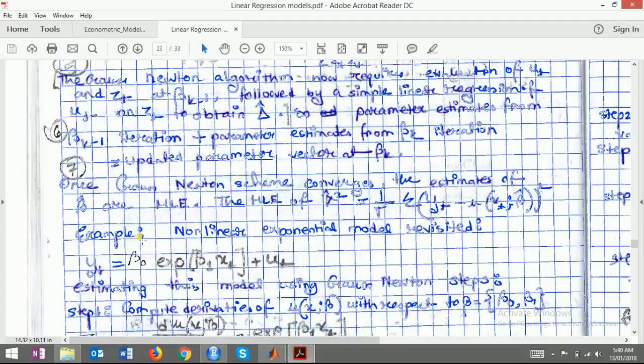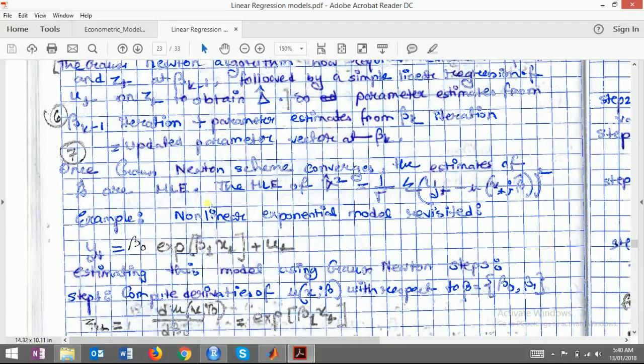So, an example: revisiting the nonlinear exponential model.